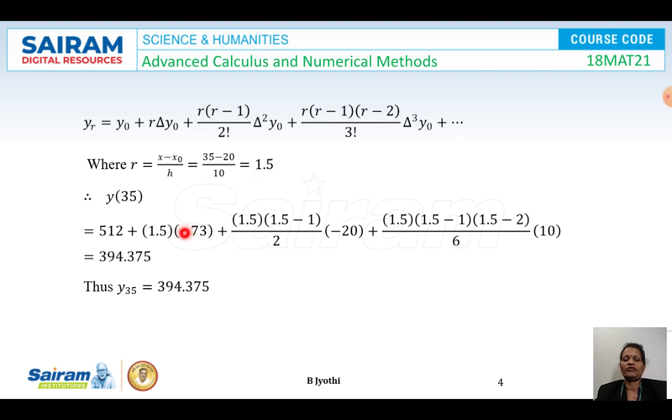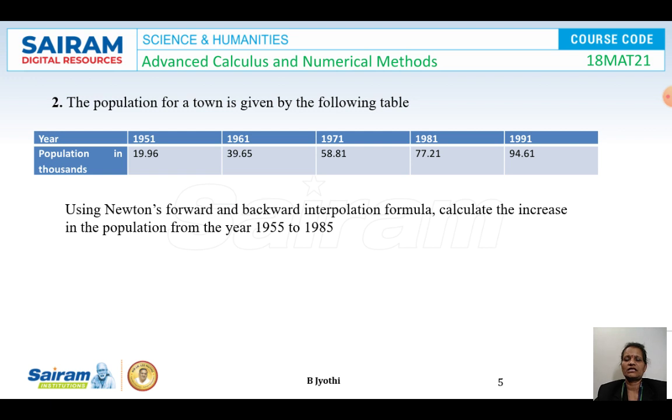Therefore y of 35 is given by 512 plus 1.5 into minus 73 plus 1.5 into 1.5 minus 1 divided by 2 into minus 20 plus 1.5 into 1.5 minus 1 into 1.5 minus 2 divided by 6 into 10, which on simplification gives 394.375. Therefore y35 is 394.375.